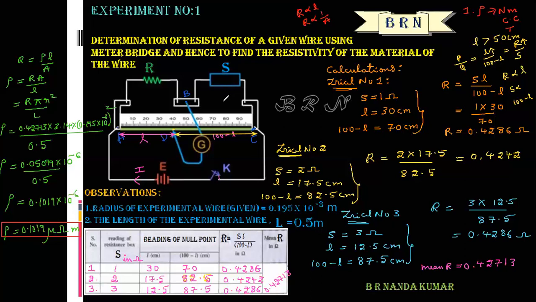Thick metal plates are used in a meter bridge for connections. Why? Thick metal strips are used in the meter bridge because thick metal plates do not contribute any resistance to the meter bridge wire.